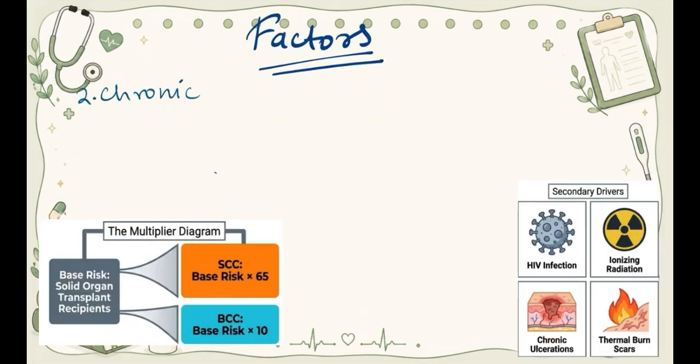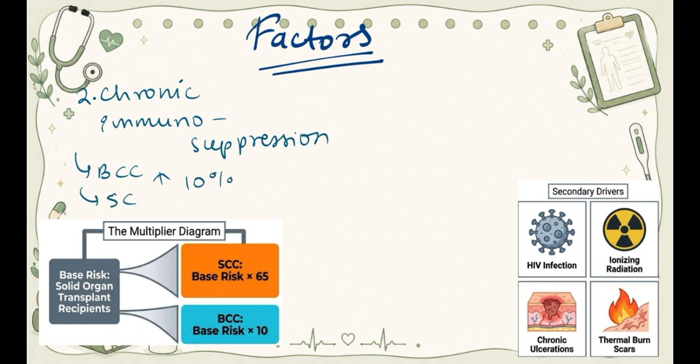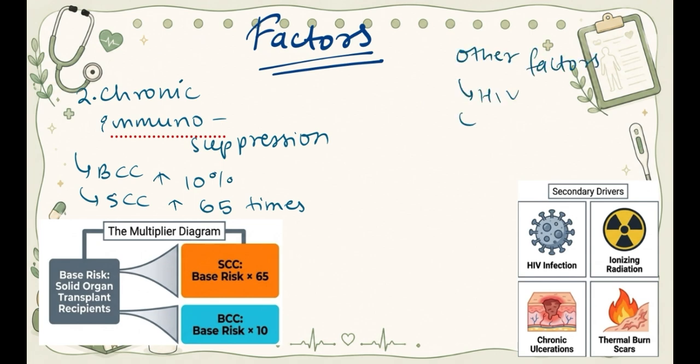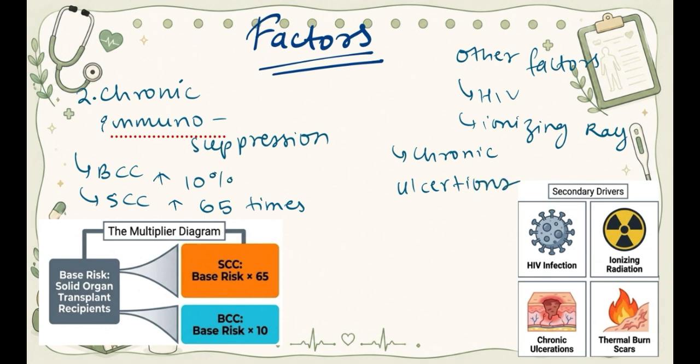Chronic immunosuppression acts as a massive risk multiplier. If a patient receives a solid organ transplant, they need medications that suppress their immune system. For these patients, the base risk for BCC is multiplied by 10, and the risk for SCC skyrockets to an astonishing 65 times the normal rate. There are a few secondary drivers too. These include HIV infection, ionizing radiation, chronic ulcerations, and thermal burn scars.